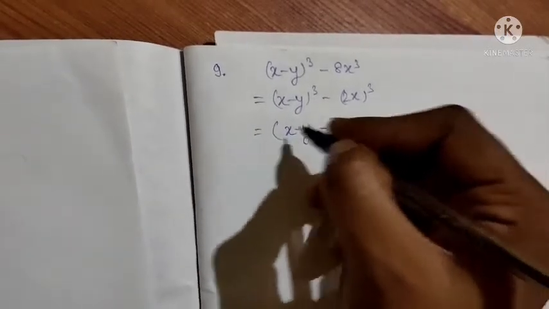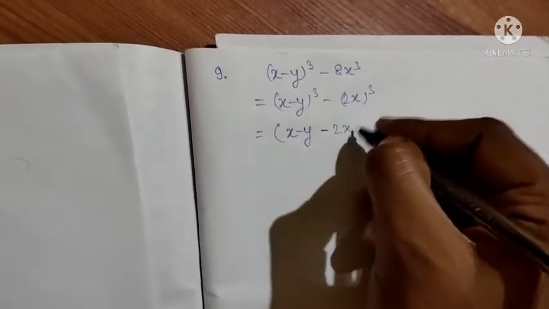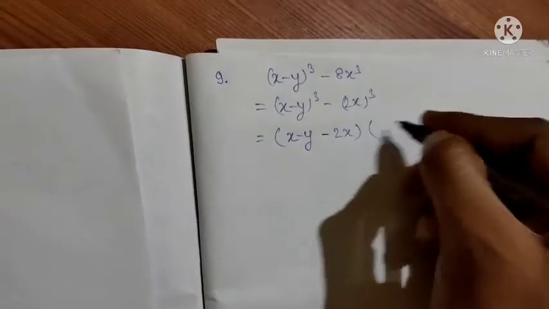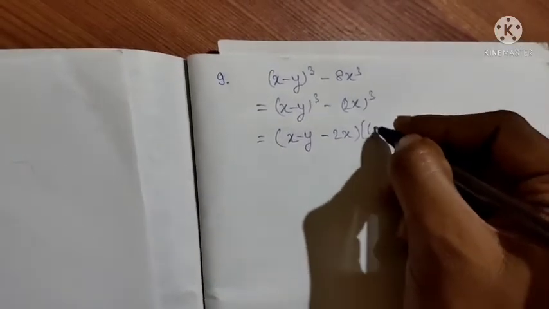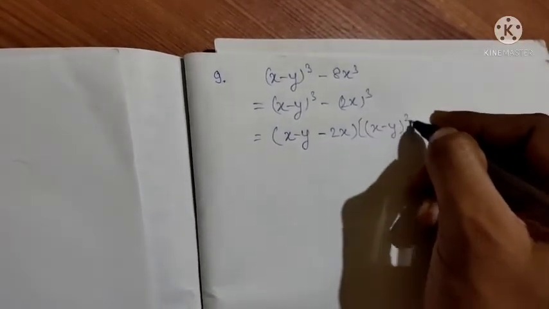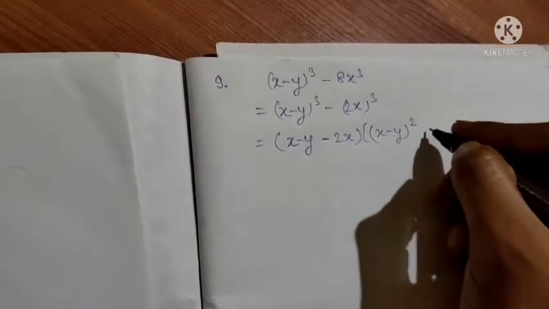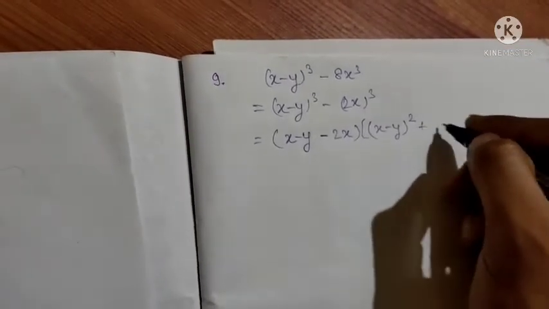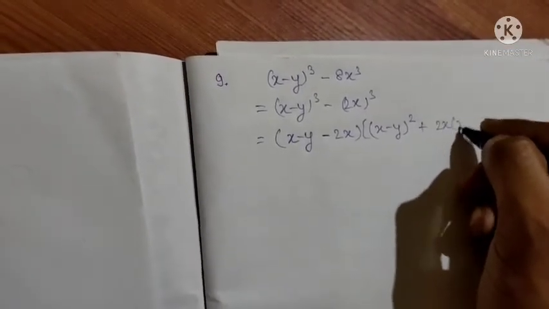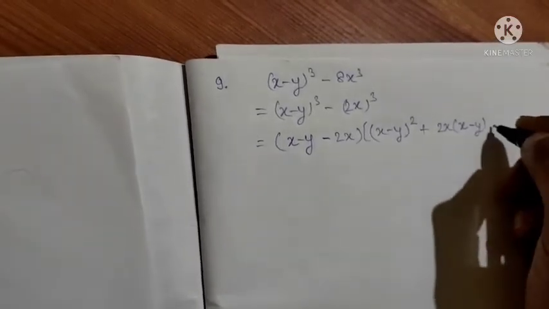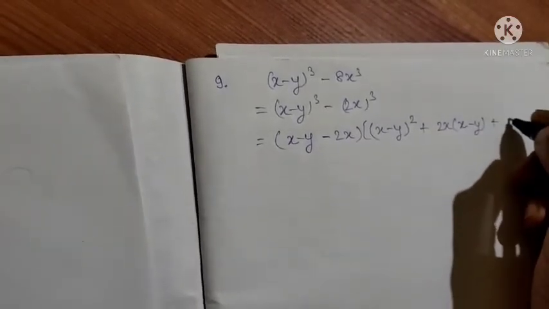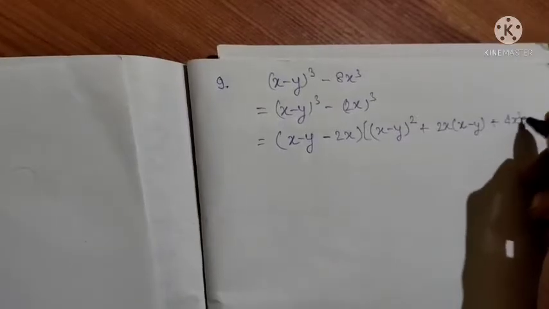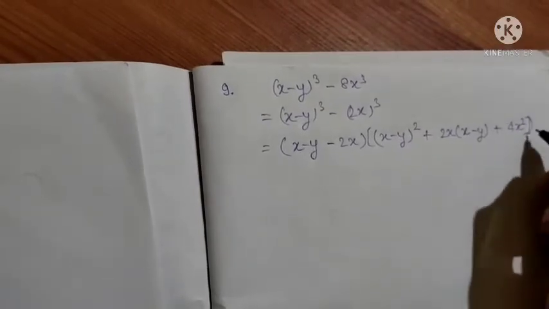So it will be a, that is x minus y, minus b, that is 2x, into a square, that means x minus y whole square, plus ab means 2x into x minus y, plus b square means 2 square, that is 4, x square. Simple.